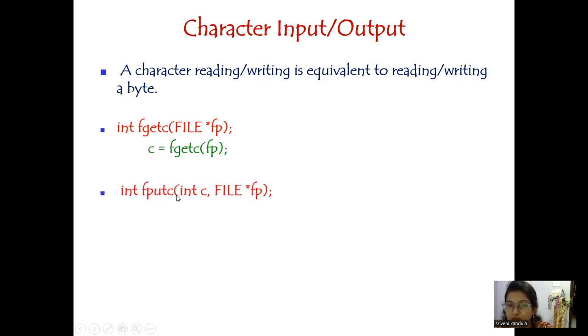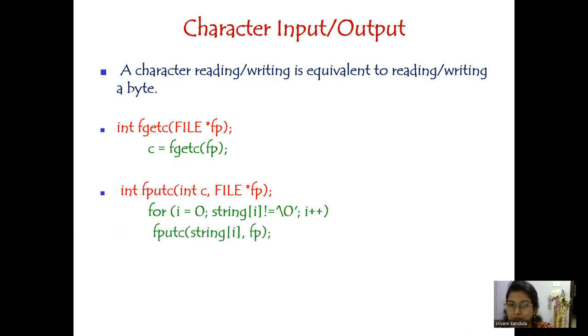Now fputc will accept two arguments. One is int c and another one is FILE *fp. Let's see the usage of this. Here you can see in fputc I am supplying whatever is the return value of fgetc, with the help of a file pointer.